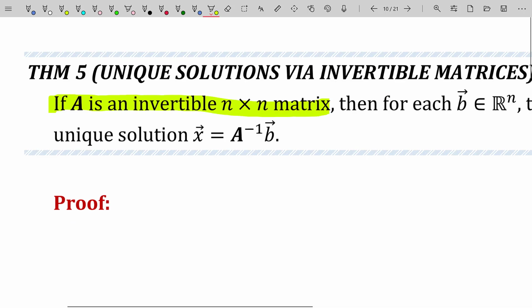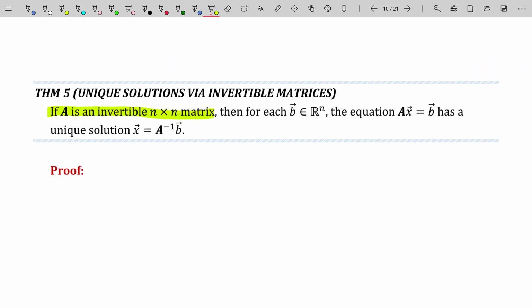But anyway, if A is an invertible n by n matrix, then for each B in Rn, the equation AX equals B has a unique solution. And by the way, that unique solution is X equals A inverse B. That is incredibly powerful. In fact, so powerful, I'm going to avoid the proof just for a moment because I want to drive home the idea of what this means.